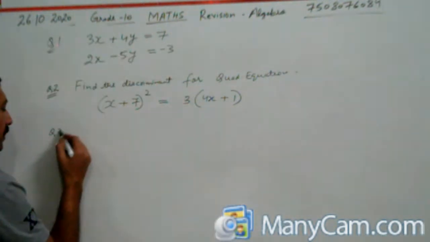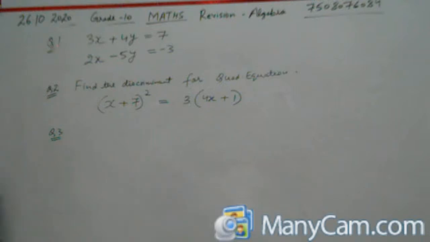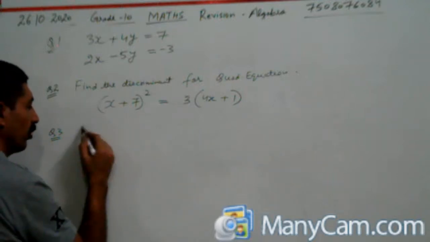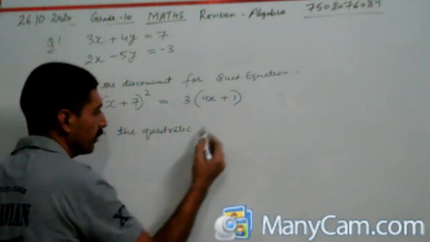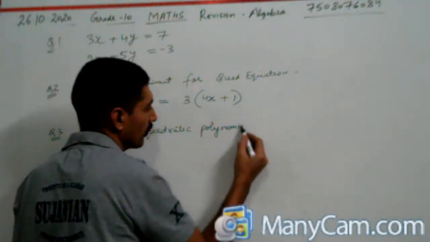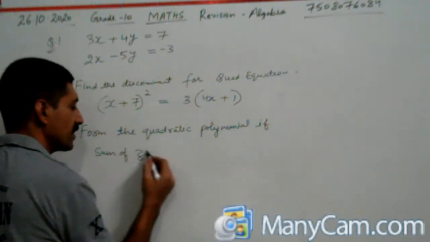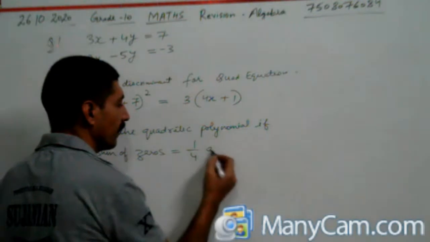Next one: form the quadratic polynomial if the sum of the zeros is given as 1 by 4, and the product is given as minus 1, right? The sum of zeros is 1 by 4, and the product is minus 1.